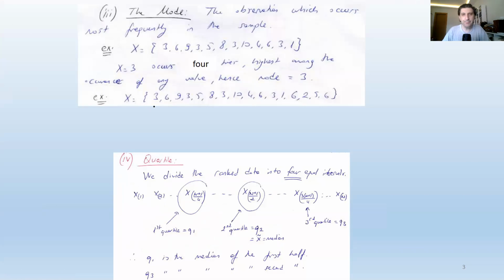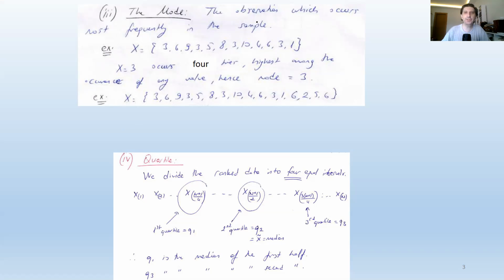Okay, the next measure of location is the mode, which is slightly less frequently used compared to the mean and median, but still, as we are going to see, it's very useful. The idea is very simple. We just count the number of occurrences of each observation, and we take the observation with the largest number of occurrences. An example, I think, will show it.